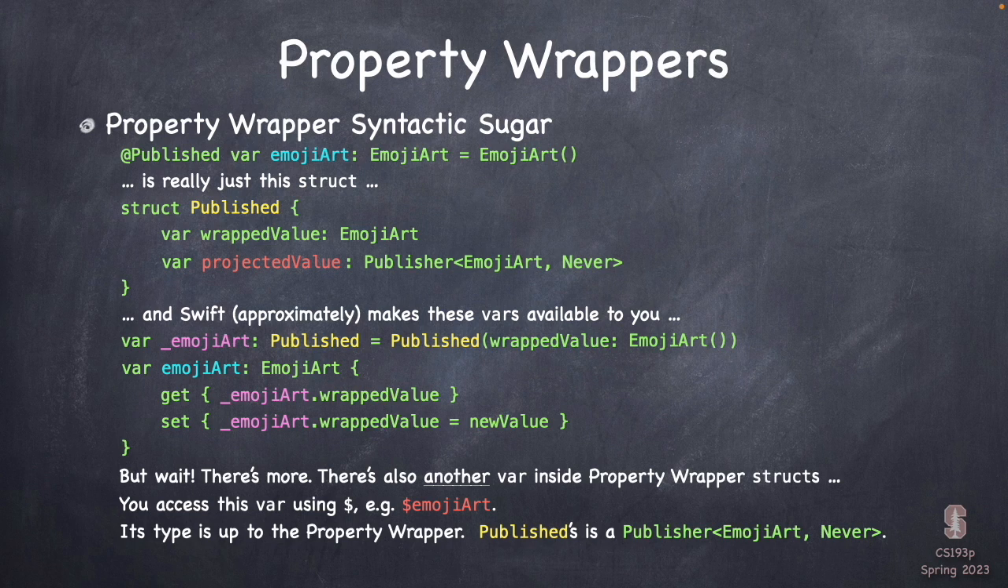Published's projectedValue, this $emojiArt, is what's called a Publisher. Now, I'm not going to talk about what publishers are. They're essentially things in Swift that know how to publish things on a stream, basically a stream of information being published out. So you can imagine here the stream of information is the changes to this variable. But ignore this. But I am going to talk about the $ for all these other things.